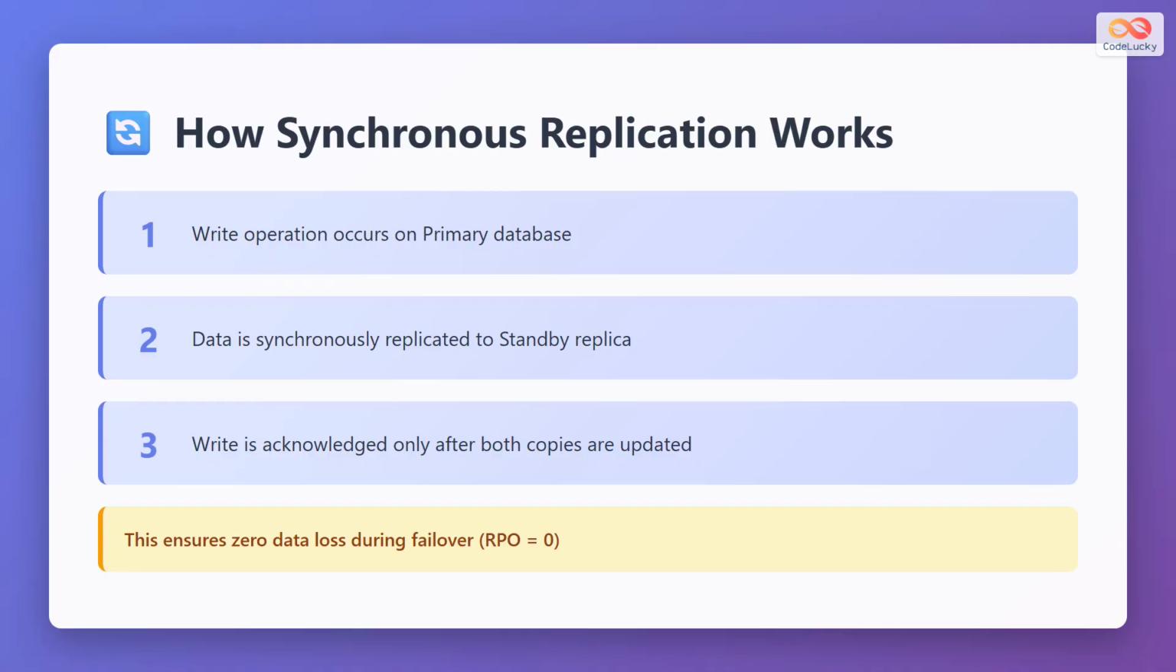Here's how synchronous replication works step by step. First, when a write operation occurs on the primary database, the data is immediately and synchronously replicated to the standby replica in the other availability zone. The write operation is only acknowledged as successful after both the primary and standby databases have been updated. This synchronous approach ensures that you achieve zero data loss during failover, which we call an RPO, or recovery point objective, of 0.